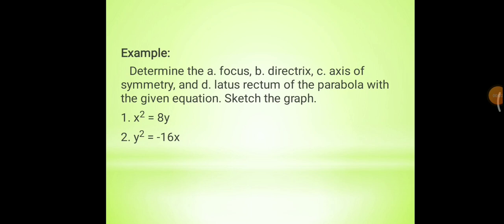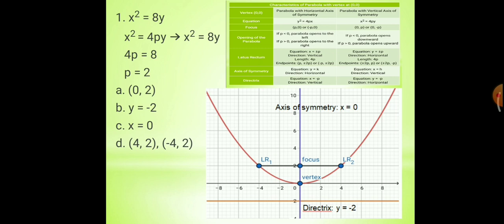Example: determine the focus, directrix, axis of symmetry, and latus rectum of the parabola with a given equation. Sketch the graph. Number 1, x squared is equal to 8y. Number 2, y squared is equal to negative 16x. Number 1, x squared is equal to 8y.